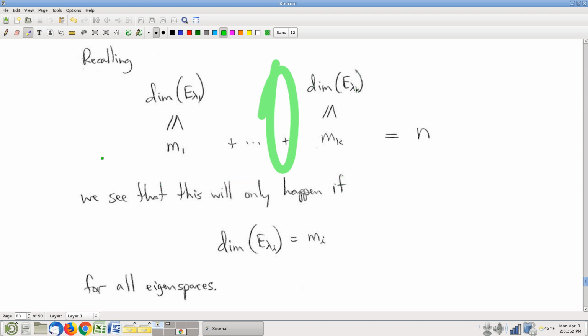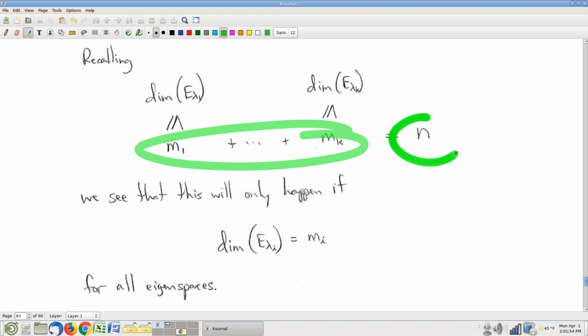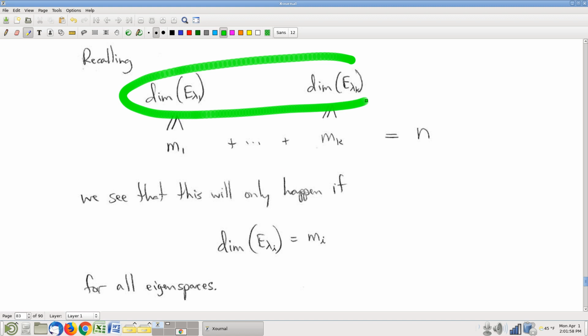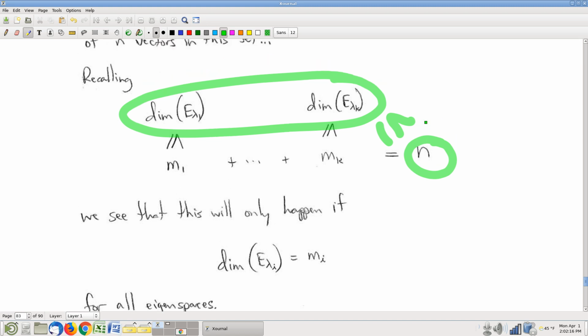Of course, we also know that the multiplicities add up to n, and therefore the grand total number of eigenvectors is less than or equal to n. So, in this case, let's re-ask our question. How could we have an entire basis for Rn consisting of eigenvectors? If we're going to get a basis for Rn consisting of eigenvectors, we need n eigenvectors.